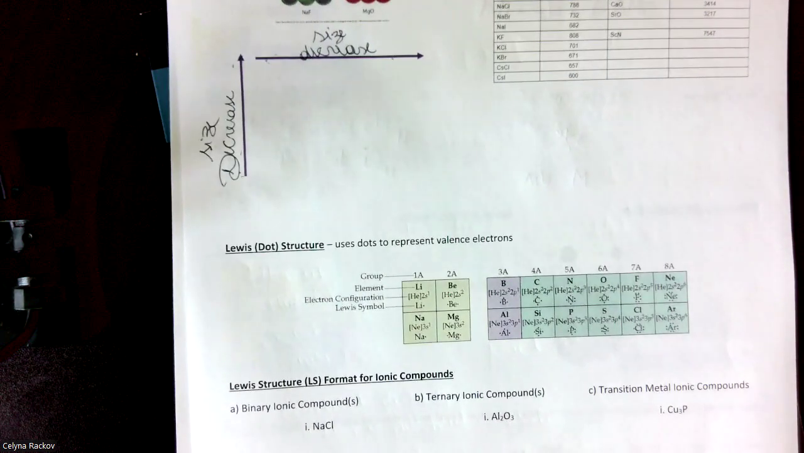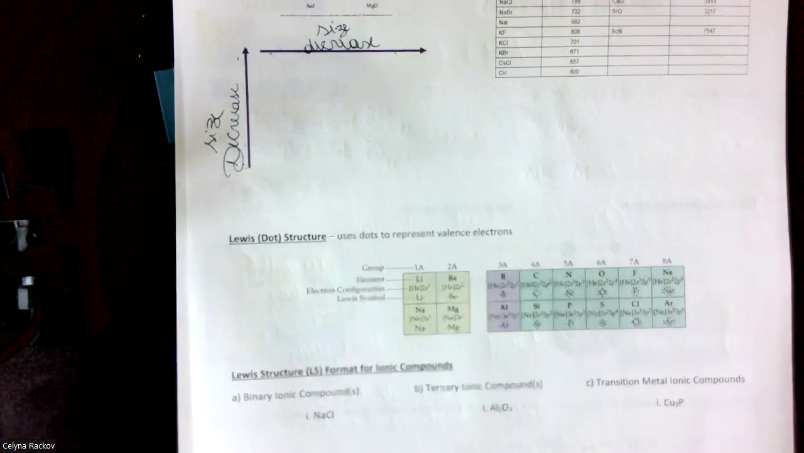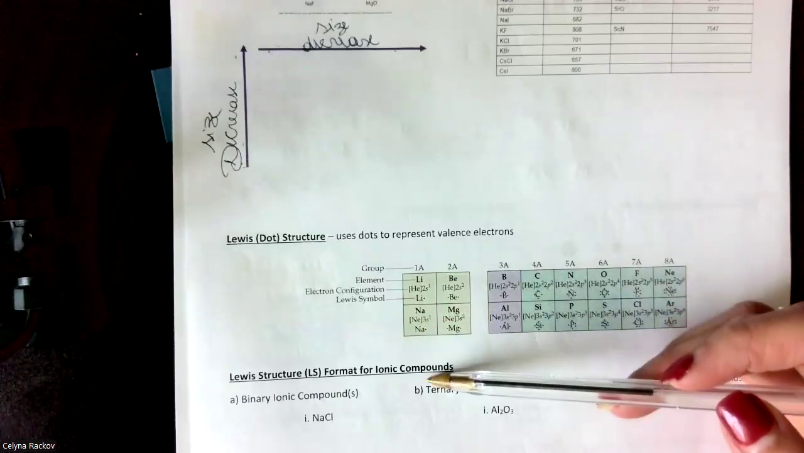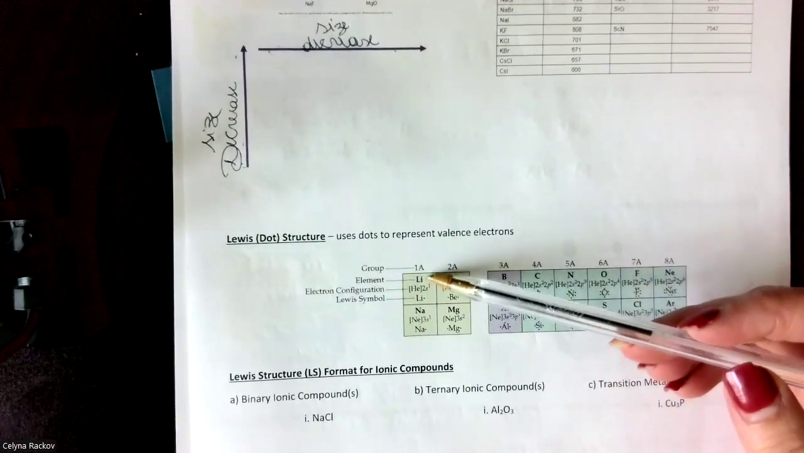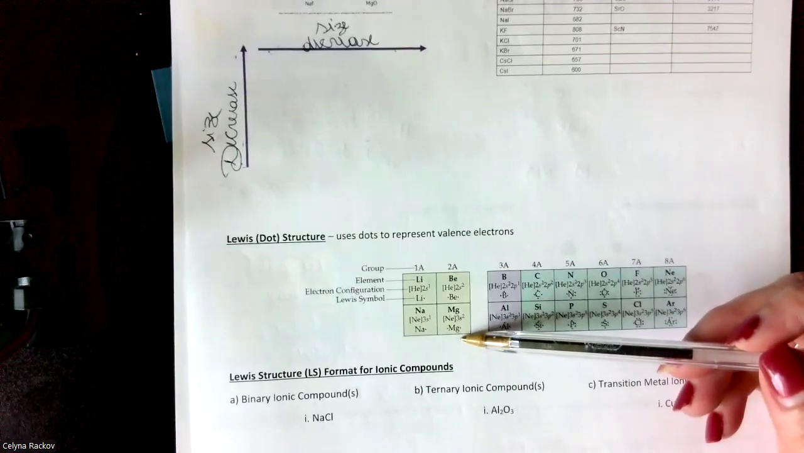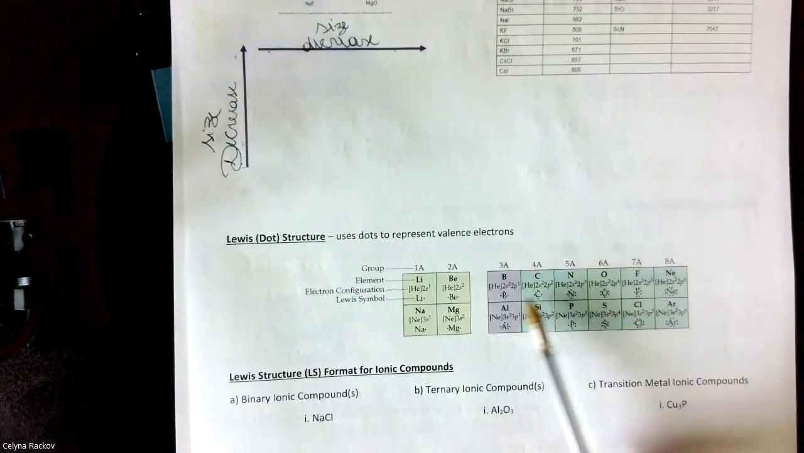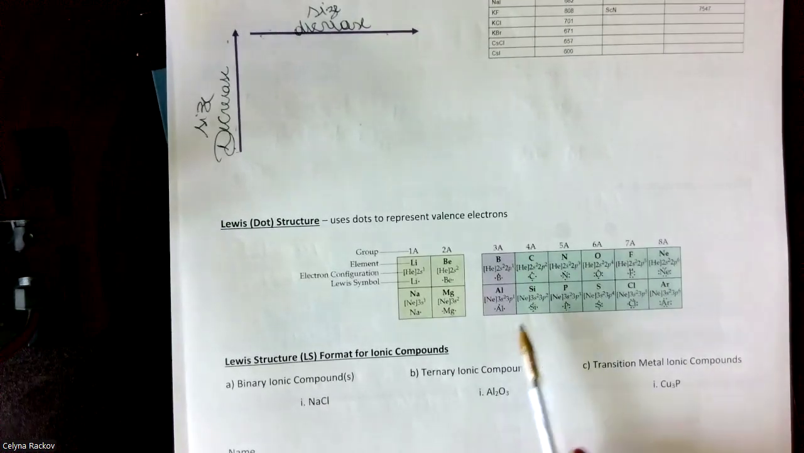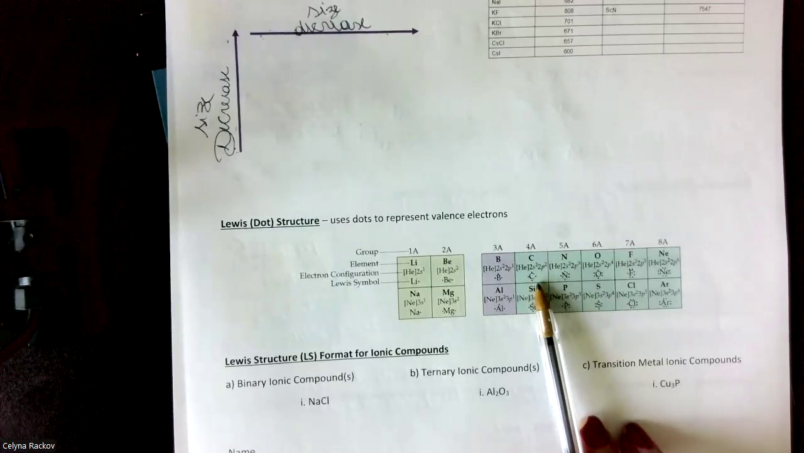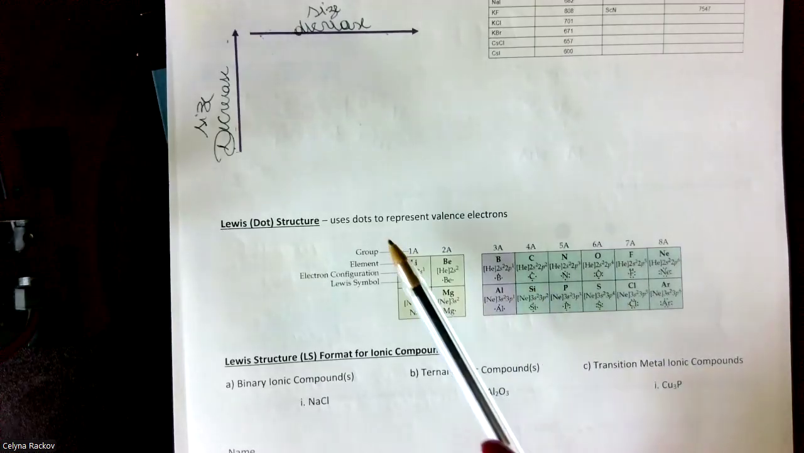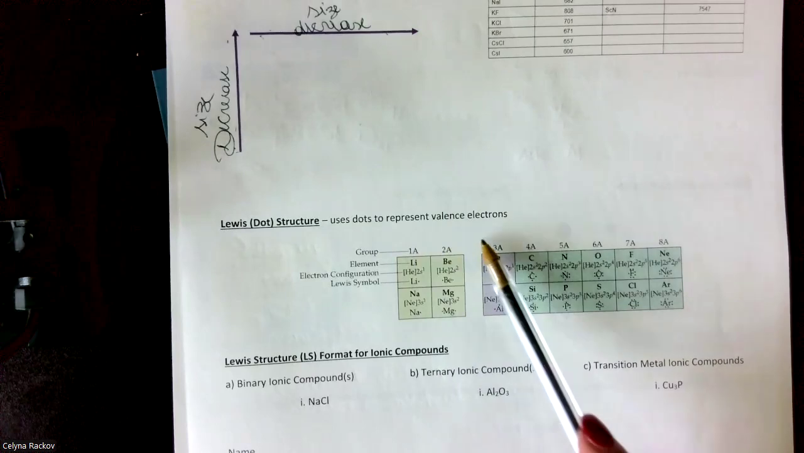So now it's Lewis dot structure. We're going to use the dots to represent valence electrons, as discussed on the previous page. For example, group 1A, all the atoms in group 1A, have one dot. That means one valence electron. 2A, two dots, so two valence electrons. Then we skip the transition metals and go back here. 3A, three valence electrons. 4A, four dots, so four valence electrons. 5, 6, 7, 8. Each dot means a valence electron, right?